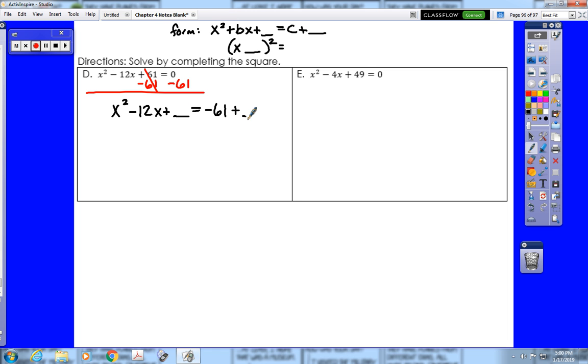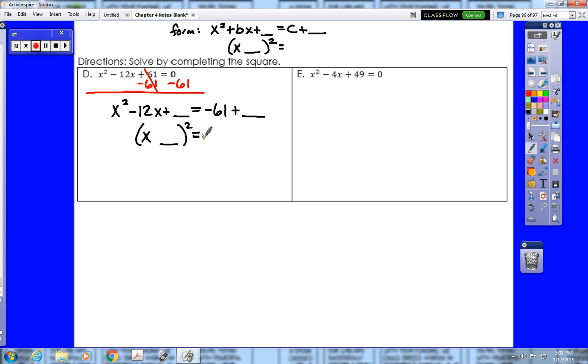To that, we're then going to add a blank on each side and a blank on the next line. Some of you are still trying to avoid showing this work, and the end result is you are messing up the process. Please, just show the work. Now, we take our b value, we divide by 2. Negative 12 divided by 2 is negative 6. That goes in the bottom blank. Then we square that value, and we write it in the top blank.